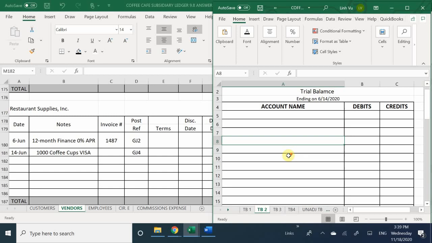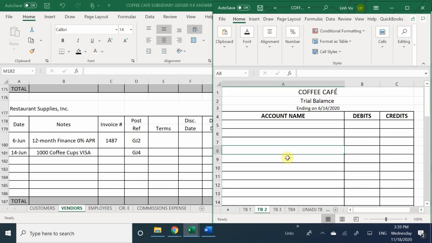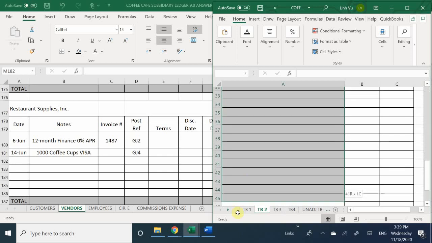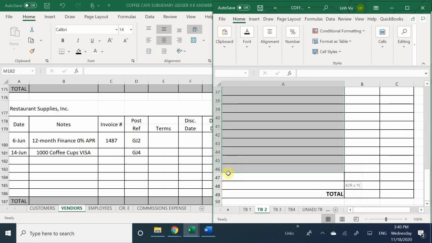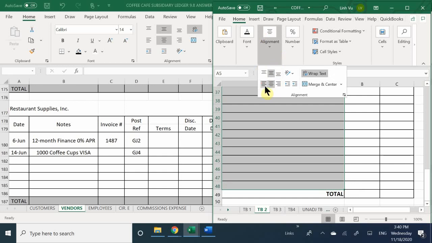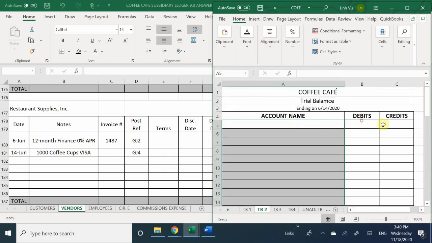Again, here I've pulled up the financial forms, and now I'm going to tap the trial balance number 2 tab, and here it says trial balance ending on June 14th. All right, so here you go. I'm going to go ahead and reformat it real quick, so when we start entering in our information, everything should be seamless. Okay?